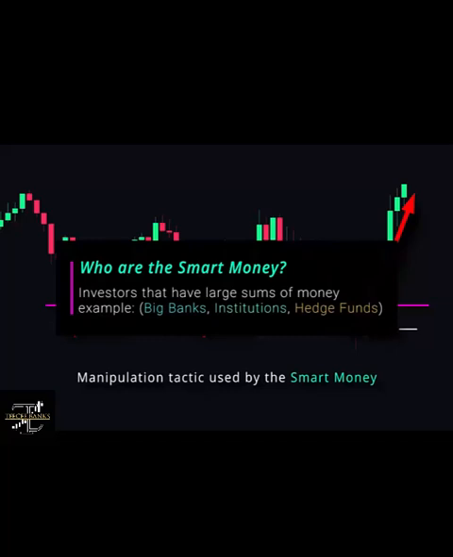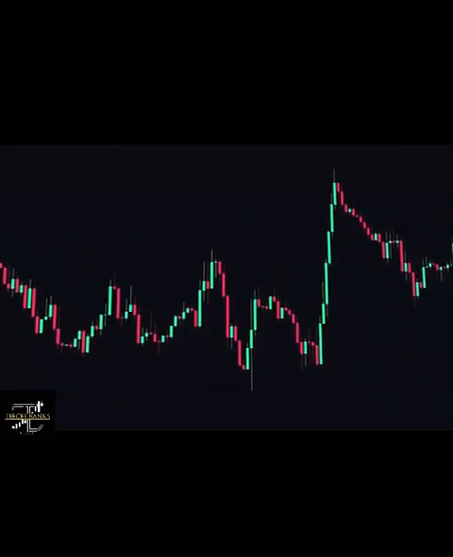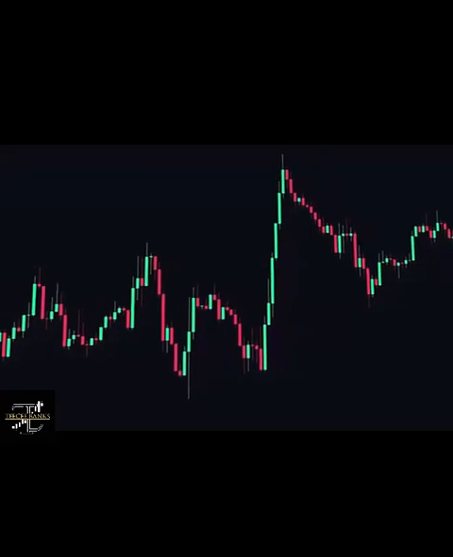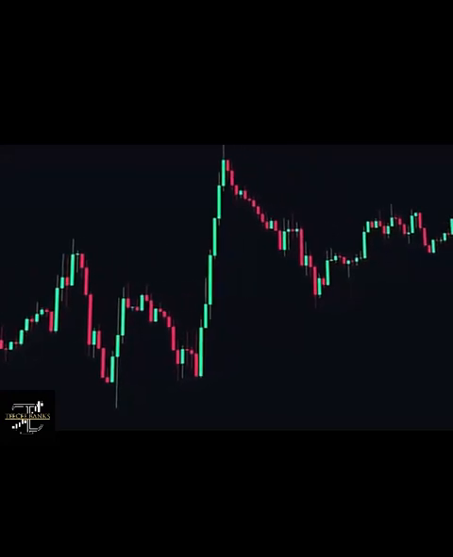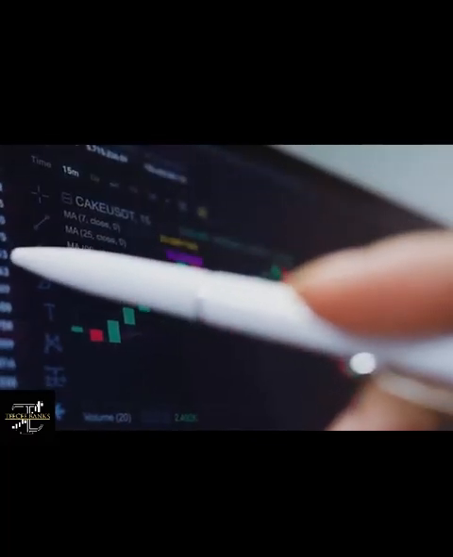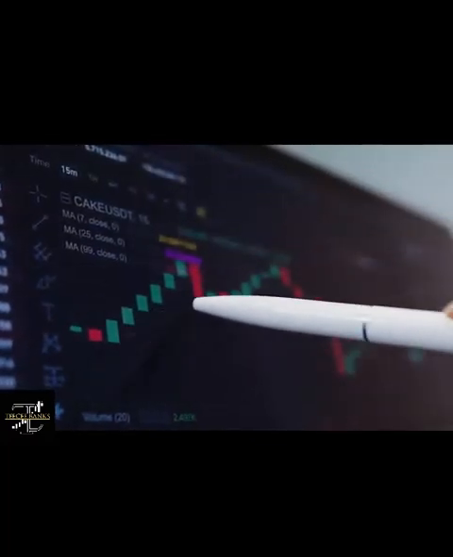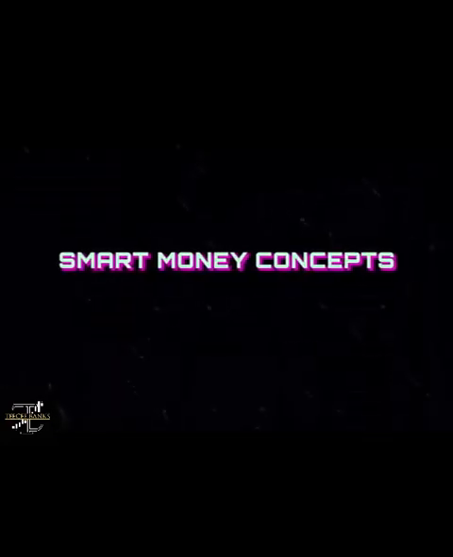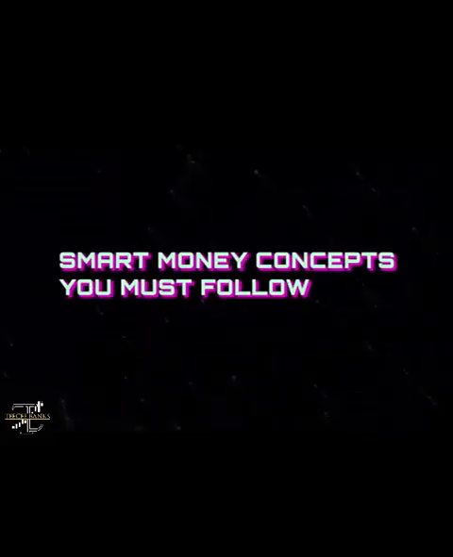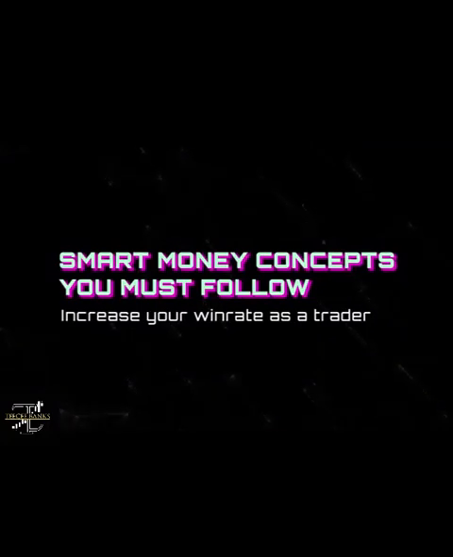And so, because these investors have a large amount of capital to trade, they are actually the ones moving the market. Meaning, if we're able to somehow figure out their way of thinking, or even better, knowing what their trading strategy is, we can use it to our own advantage and make a profit. And so, with that being said, here are several smart money concepts that you must follow in order to increase your win rate as a trader.